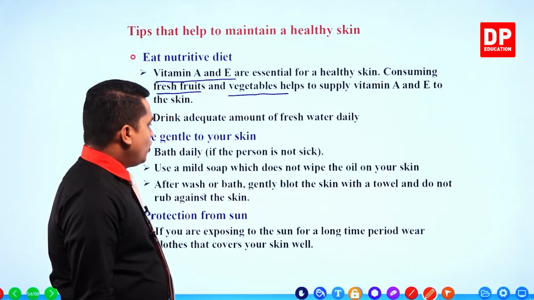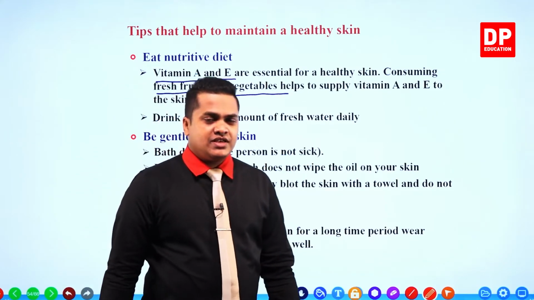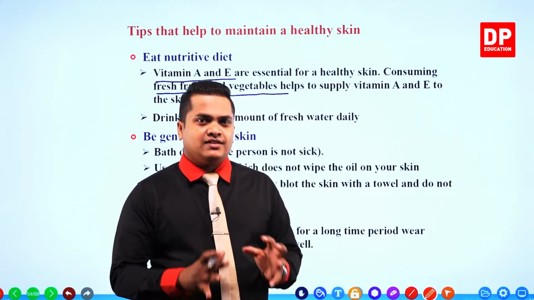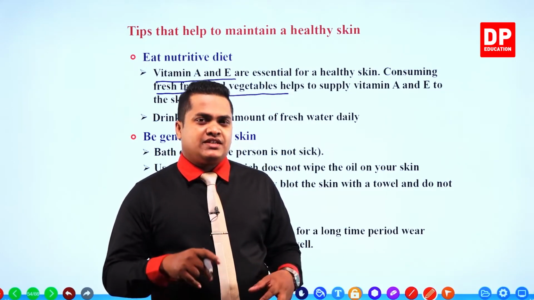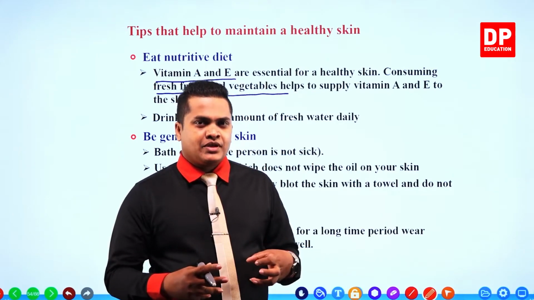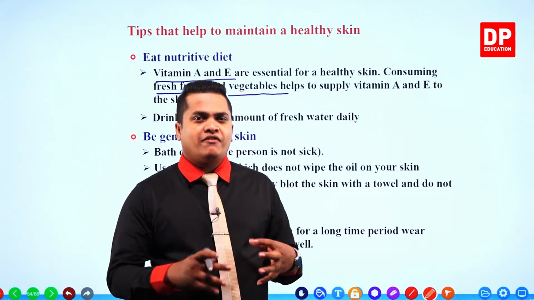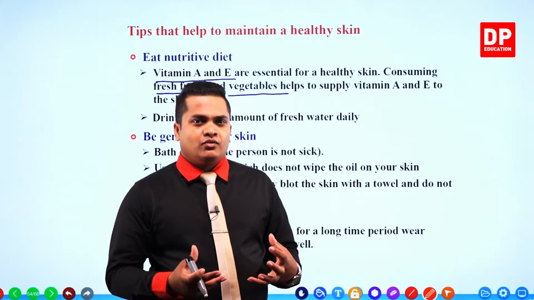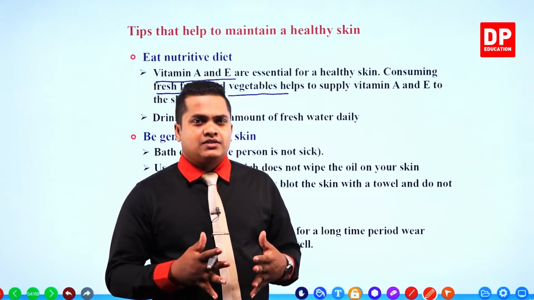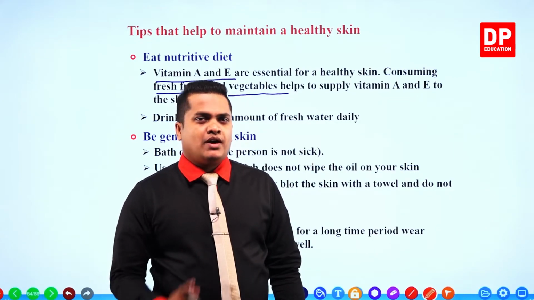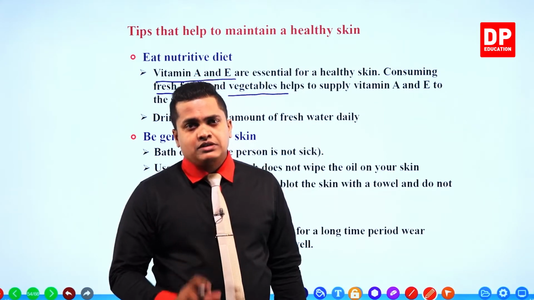Use a mild soap which does not wipe the oil off your skin. It's important to keep that oil layer, that sebaceous layer, the sebum layer in our skin, because it is giving a protective measure. So therefore, my dear children, it's important to use a mild soap, a soft soap, when you are bathing. It's okay to apply a soft soap on your skin, but make sure to keep that oil layer, right? It's important for our skin.